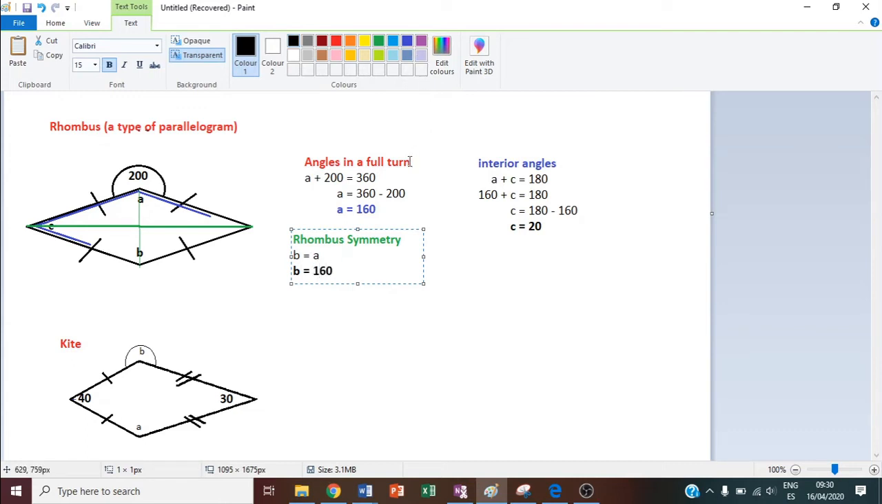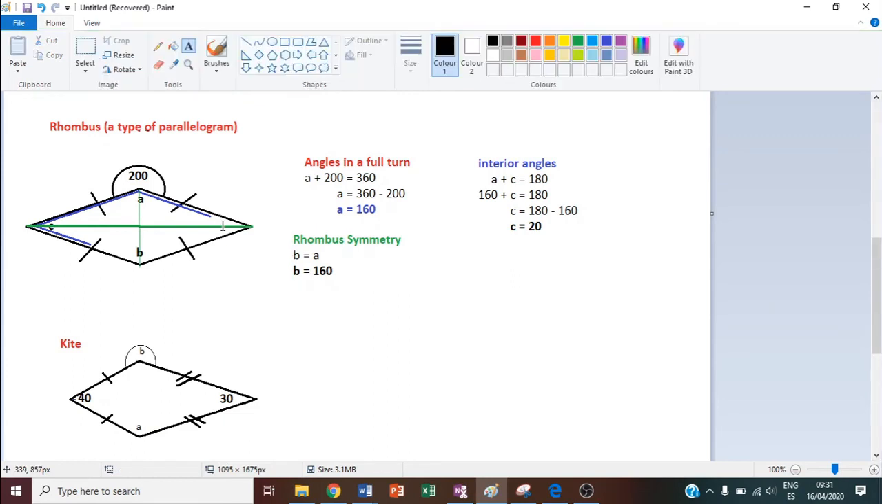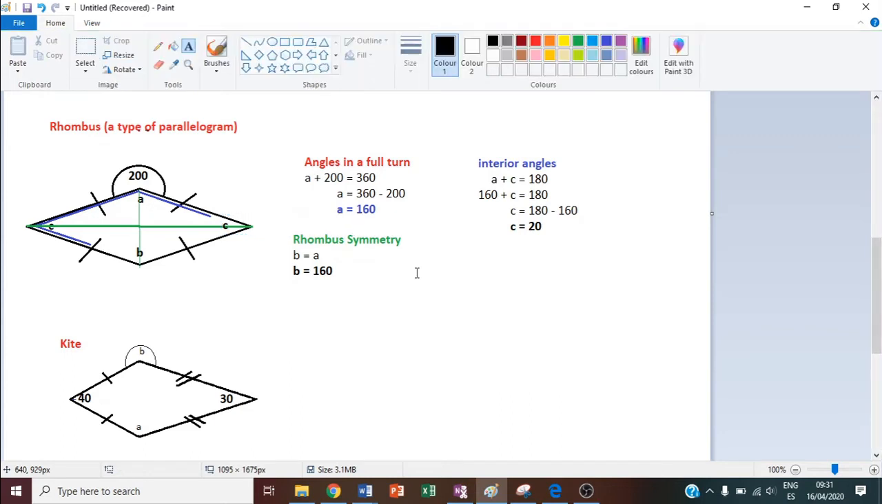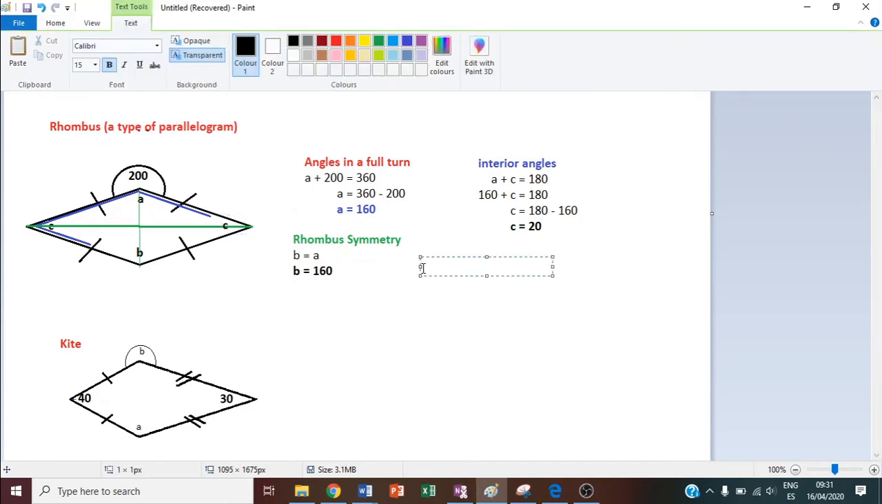Now we could always do a check as well. I could say that this over here has got to be C because they are equal to each other because of that line of symmetry. And then I could do a check that A, B, C, and C add to 360. So if you like, you could do a check that A plus B plus C plus another C should add to 360. Not 306, 360.